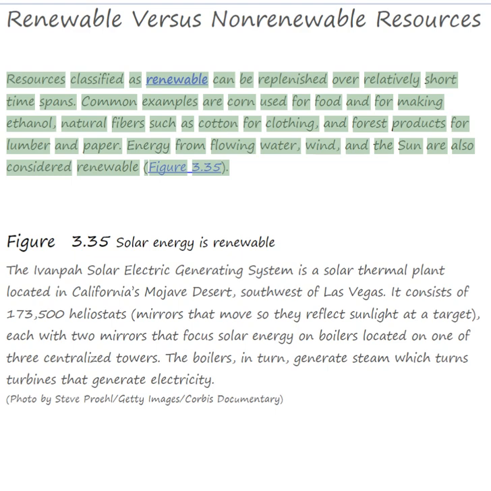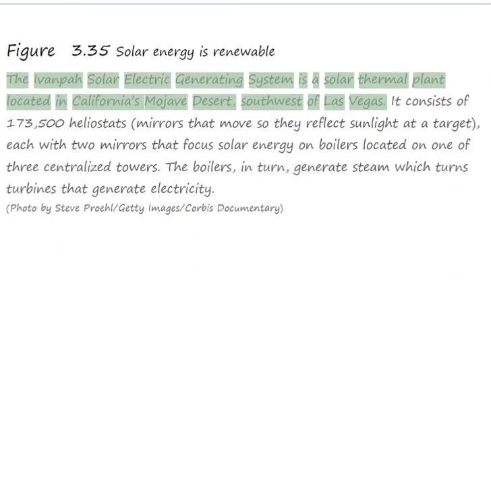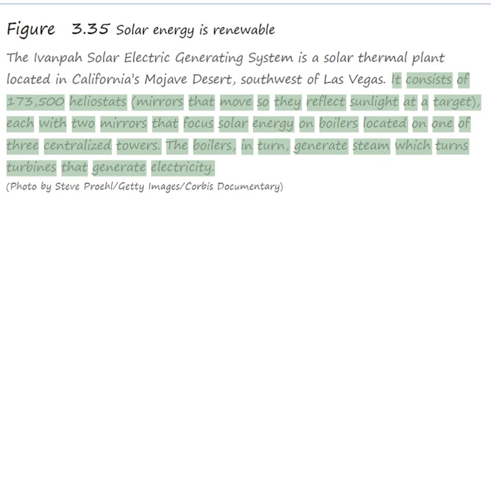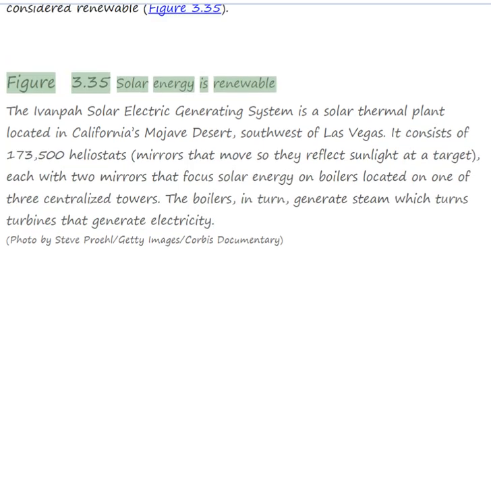Energy from flowing water, wind, and the sun are also considered renewable. The Ivanpah Solar Electric Generating System is a solar thermal plant located in California's Mojave Desert, southwest of Las Vegas. It consists of 173,500 heliostats, each with 2 mirrors that focus solar energy on boilers located on one of 3 centralized towers. The boilers, in turn, generate steam which turns turbines that generate electricity. Figure 3.35 Solar energy is renewable.